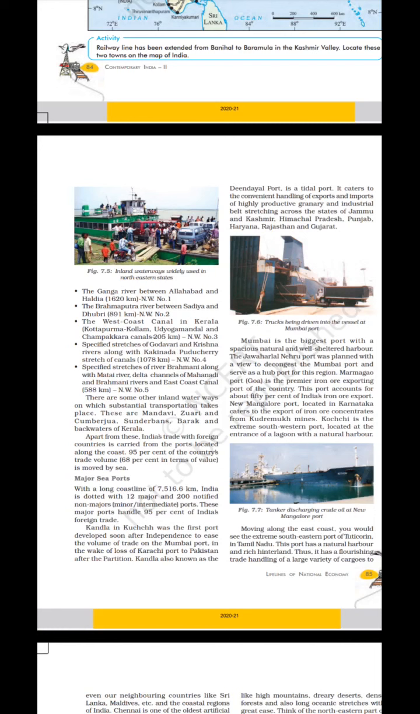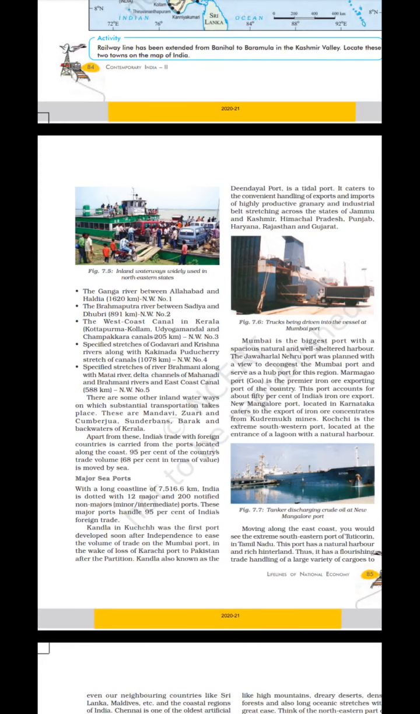Apart from these, India's trade with foreign countries is carried from the ports located along the coast. 95% of the country's trade volume, 68% in terms of value, is moved by sea. Major seaports: with a long coastline of 7,516.6 kilometers, India is dotted with 12 major and 200 notified non-major or minor intermediate ports. These major ports handle 95% of India's foreign trade.